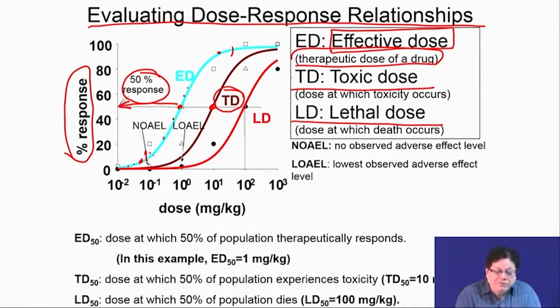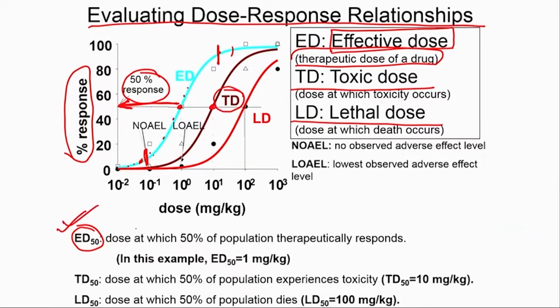Now, we have ED50. As I told you, the effective dose, that means the dose which gives you the actual effect that you wanted, is between here and there, and here 50% of the population is showing the effective response. So, according to that, we have ED50, TD50 and LD50.